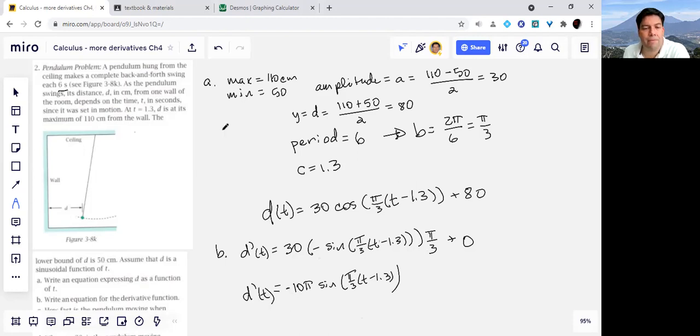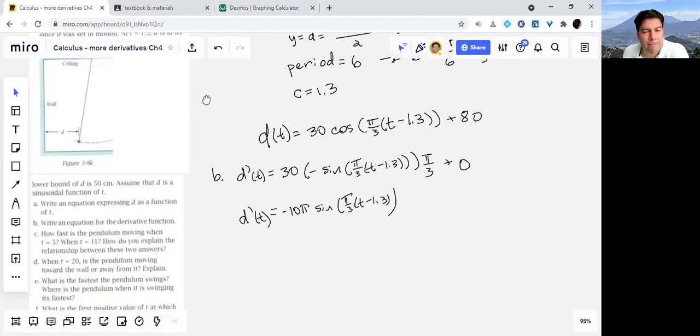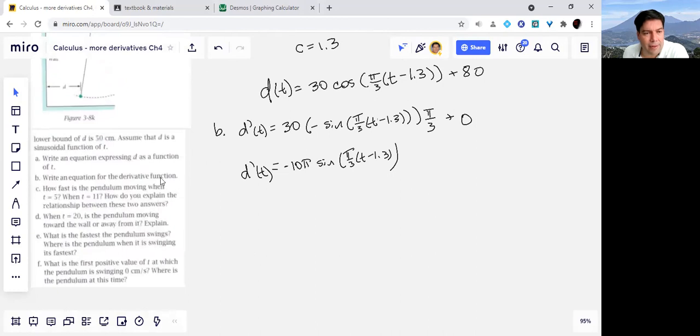Let's see what else they ask. They're asking, how fast is the pendulum moving when t is 5 and when t is 11? And how do you explain the relationship between these two answers? Okay, so let's find out. How fast is it moving? That's the speed. Okay, let's find the velocity at time 5.